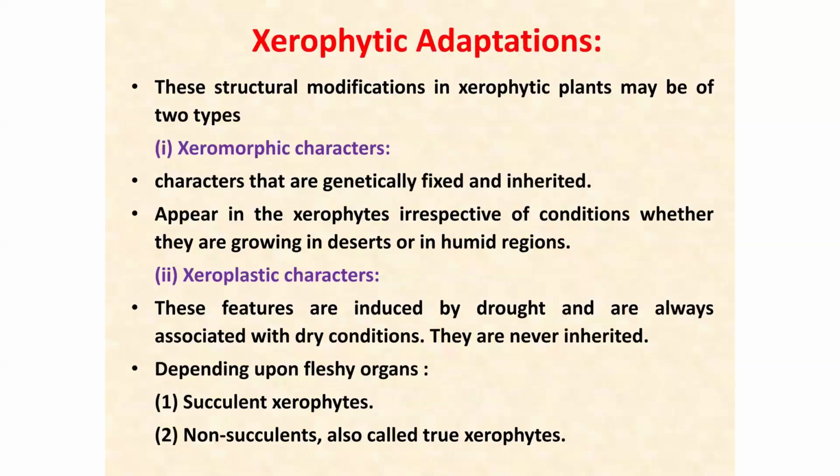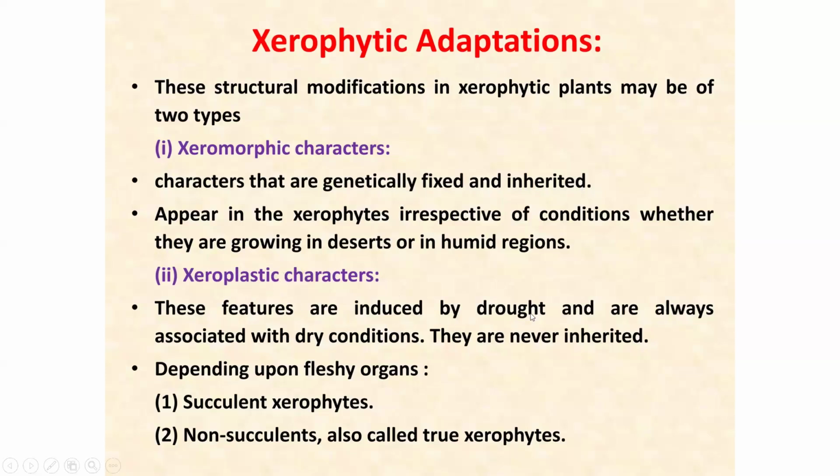So next one is the adaptations of xerophytes. These structural modifications in xerophytic plants may be of two types, that is xeromorphic characters and xeroplastic characters. Xeromorphic means the characters that are genetically fixed and inherited. They appear in the xerophytes irrespective of the condition, whether they are growing in deserts or in humid regions. Next one is the xeroplastic character.